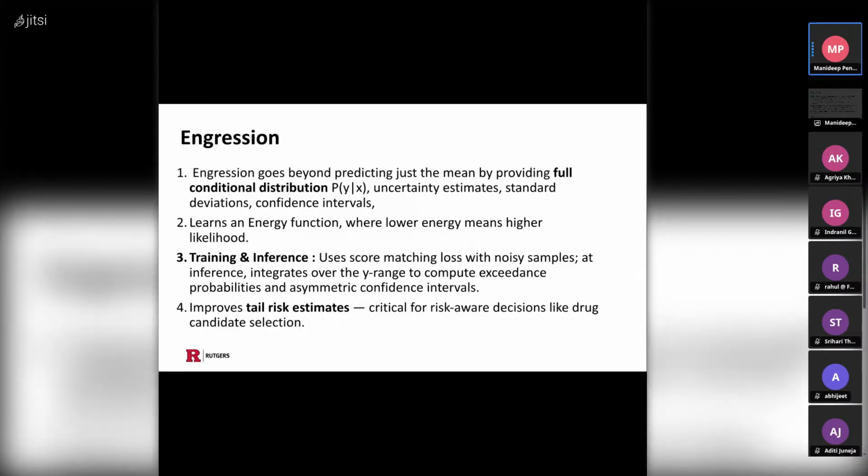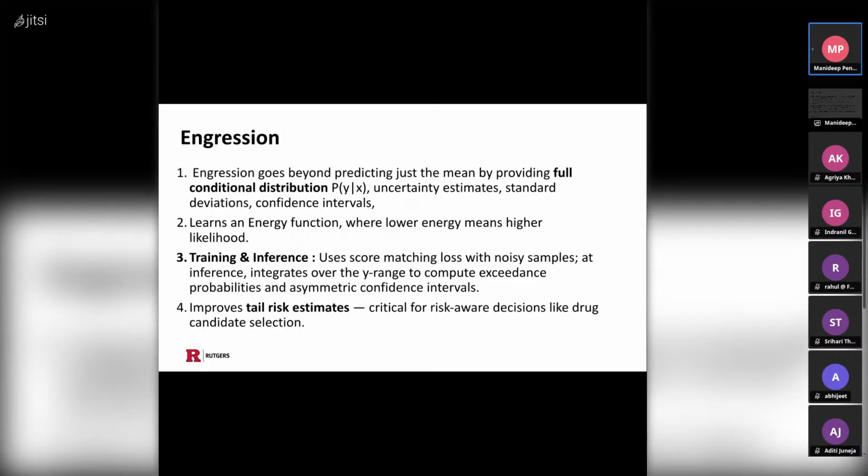Now we send it to the regression head. It is quite interesting, and actually quite new. It goes beyond predicting just the mean. It provides a conditional distribution, uncertainty estimates, standard deviation, and confidence intervals. It's actually inspired by the energy function. We use the score matching loss with noisy samples at inference and integrate the values.